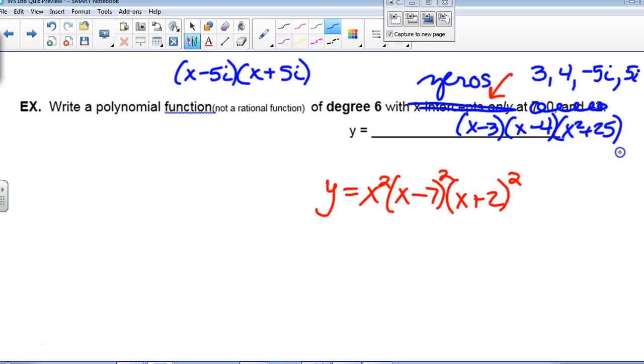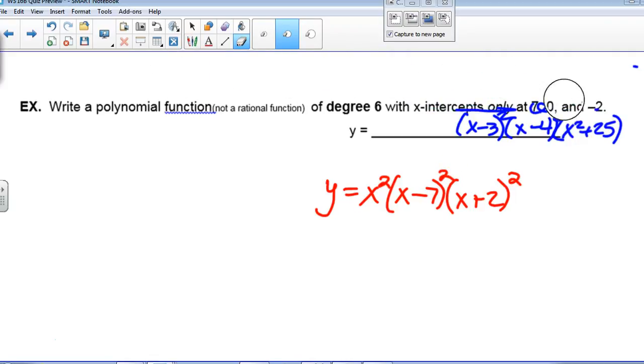What are we up to? Degree? 4. If it had to be degree 6? If I squared those, then they'd have 2, 4, and this one's already got a squared, so that would be 6, right? Okay. There are other options to get up to 6, but that would work. You could just square this one. You'd have a 4, 5, 6. All right. Just covering all the possibilities there.